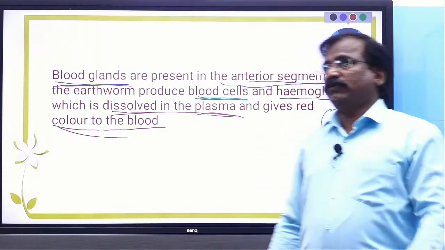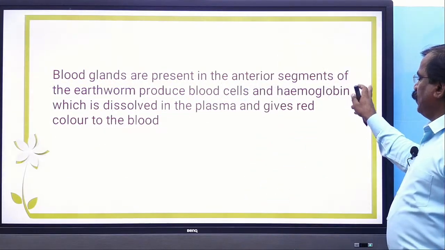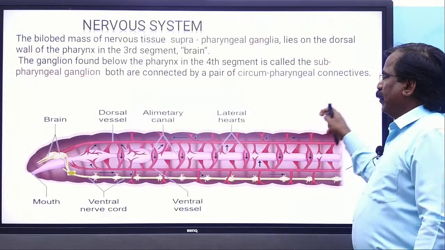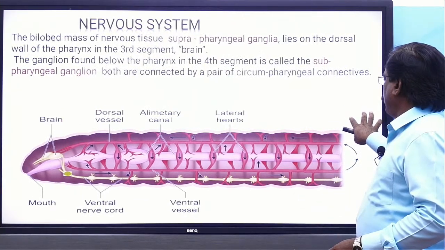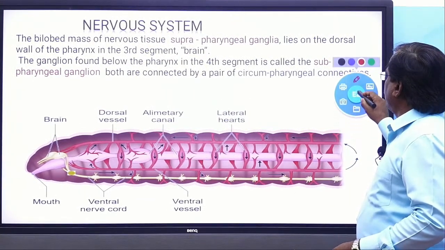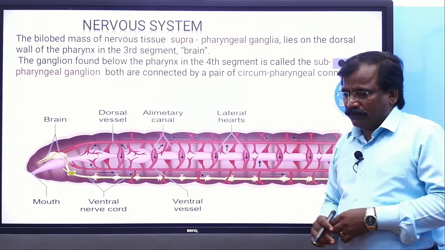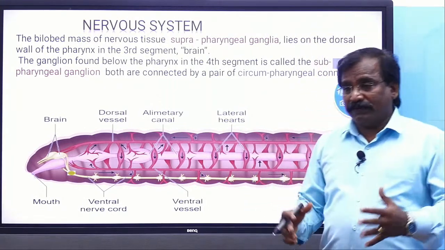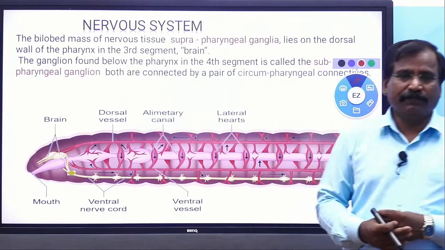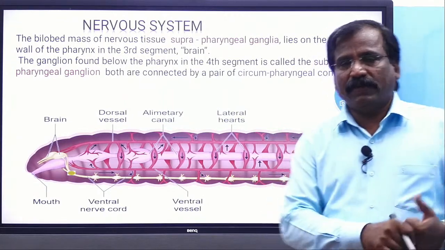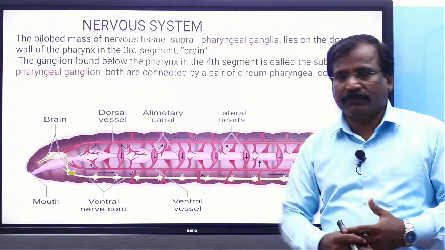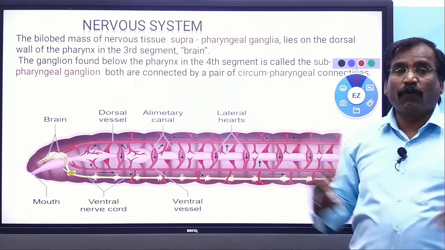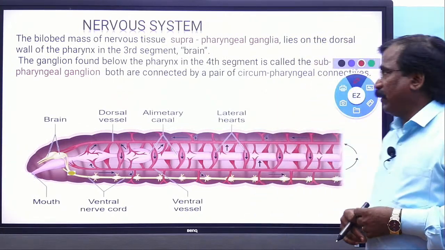Okay, the next system is the nervous system. You know the function of the nervous system is control and coordination. That is the main thing: body activities are controlled and coordinated by the nervous system. We have the brain and spinal cord, a highly developed brain and spinal cord.